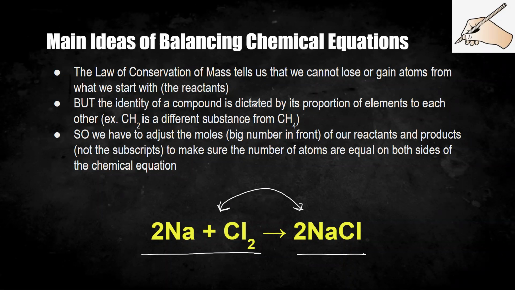But the identity of a compound is dictated by its proportion of elements to each other. So for example, CH2 is a very different substance from CH4. The ratio of the elements to each other in a compound dictates specifically what that substance is and its chemical and physical properties. Just like in this example, table salt is NaCl.